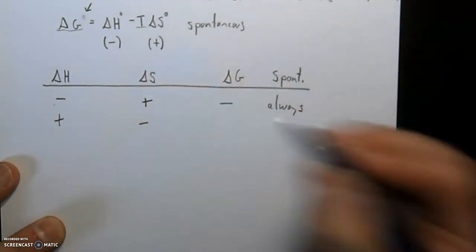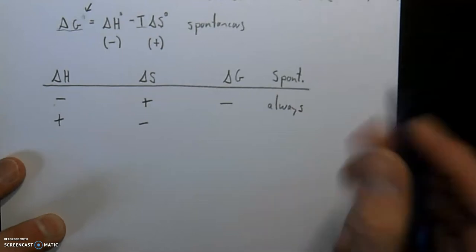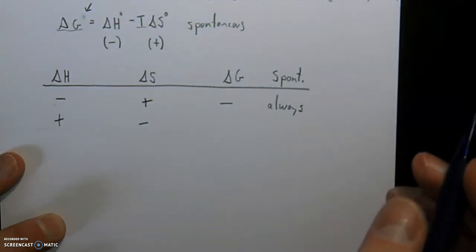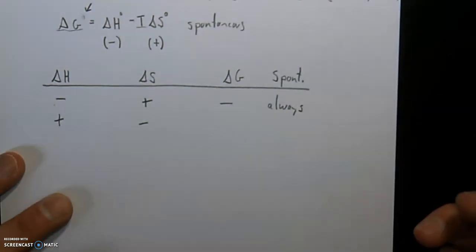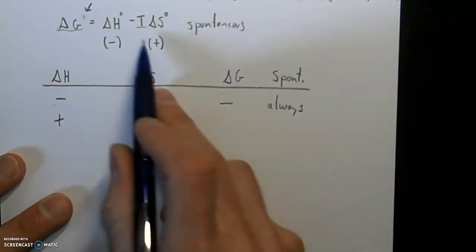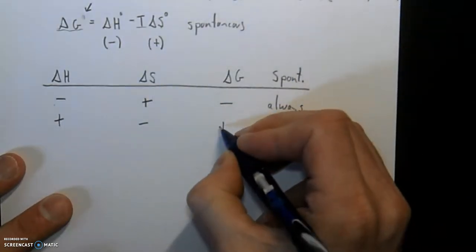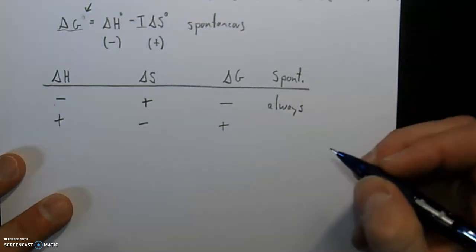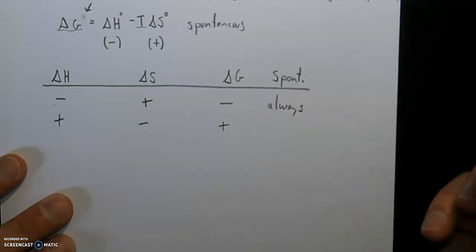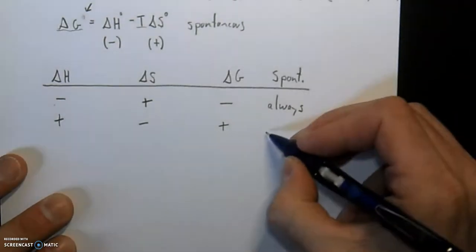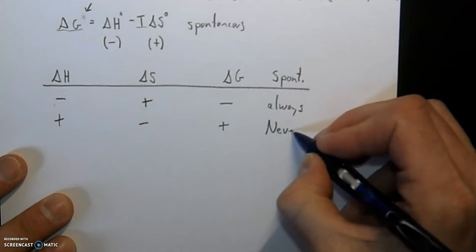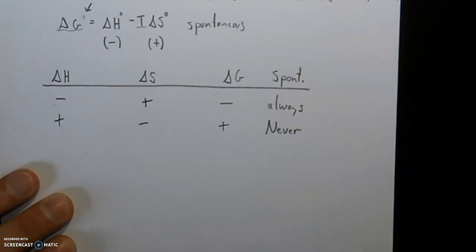Delta S is negative, so that is going to be something that's not spontaneous as well. And if we put these into our little equation up here at the top, that is going to give us a positive value every single time. So when is this potentially going to be spontaneous? Never. It will never be spontaneous under these conditions.